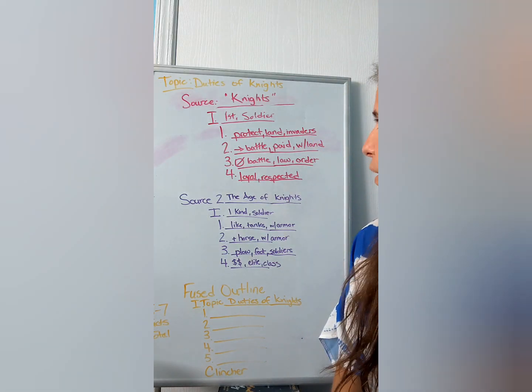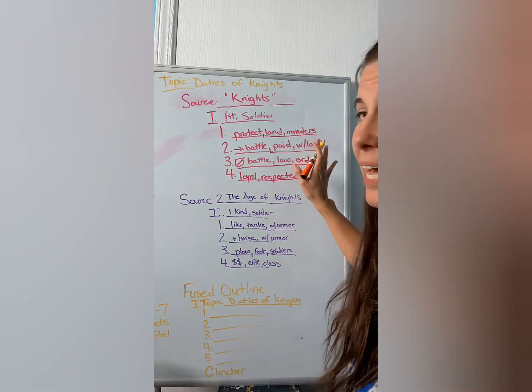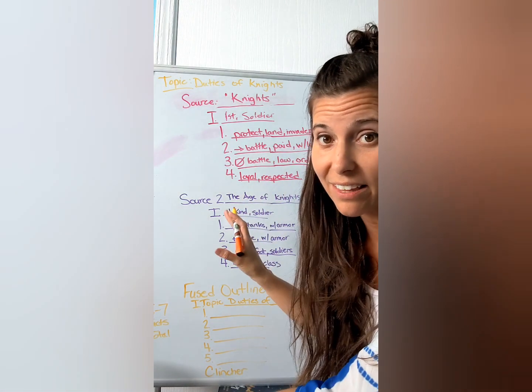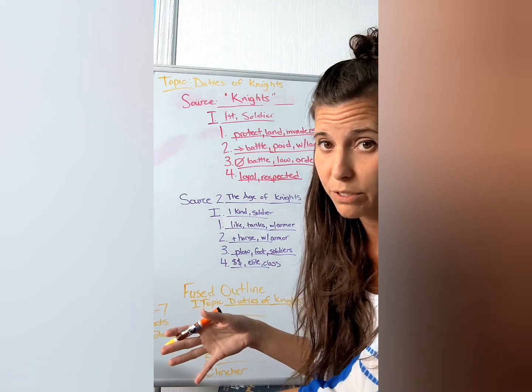So what they'll do, a really easy way to do this, is just to go through and pick out the facts that they like the most, that they either think are the most interesting or that they think are the most important.